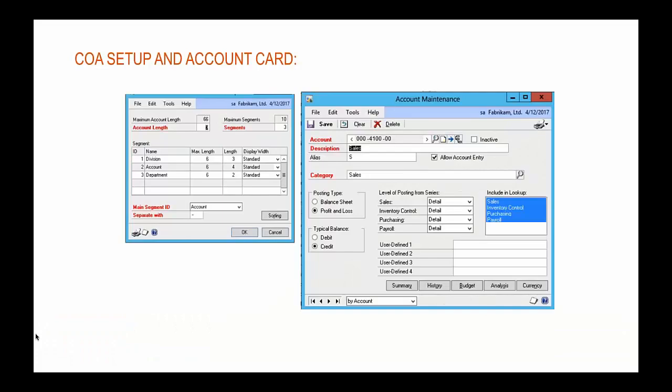Probably the COA setup right off the back of the napkin approach of looking at it and knowing it and going through it. This COA is straightforward.